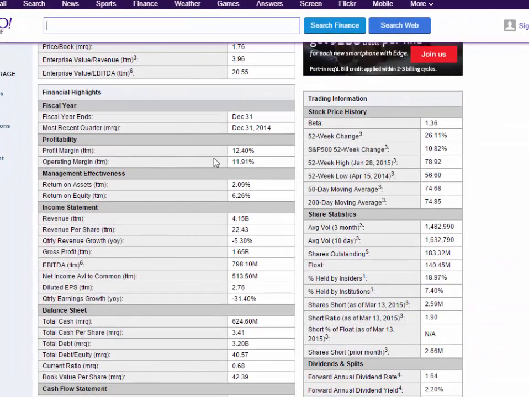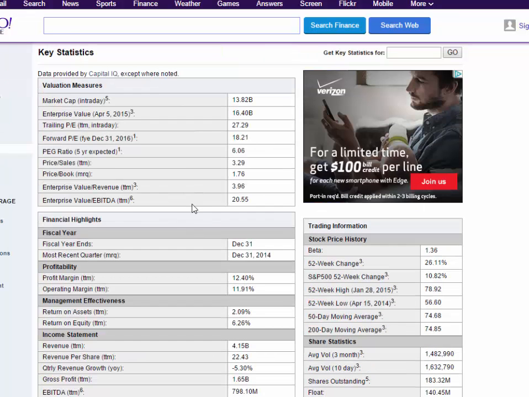Yahoo Finance and see where we could find this. If you look in there, this is Coors, the company that I've been following. Under the category of key statistics, we're going to find most of all the variables that we need here. So here are two PE ratios. This is the trailing PE ratio. That's the historic number, 27.29. And the forward PE ratio is 18.21.